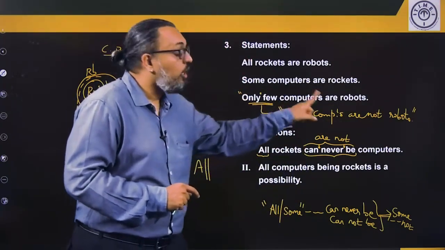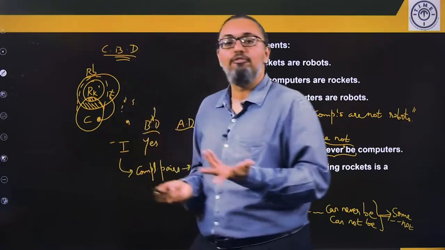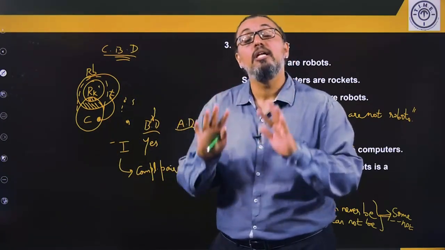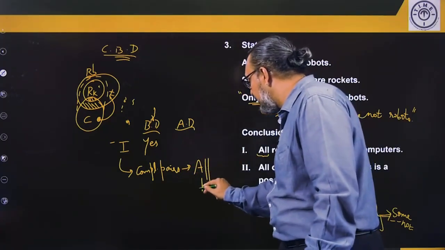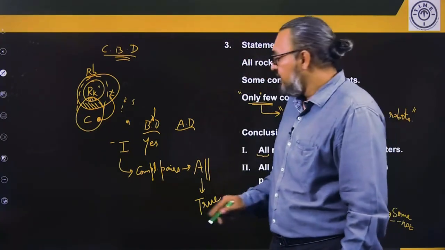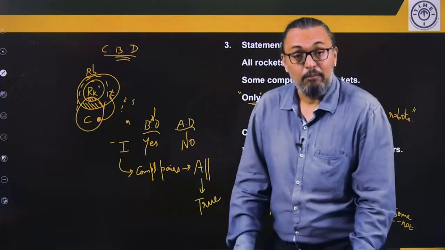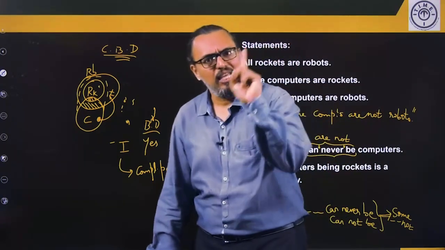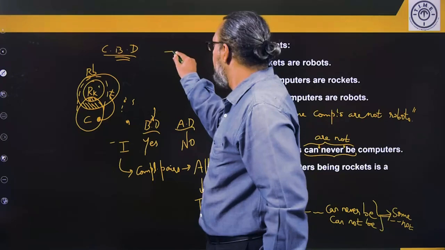And only a few computers are robots. Yes, still my shaded portion is outside of the robot circle. The original relation is maintained. That means the complementary pair is true. It satisfies your alternate diagram. That means the given negative will fail in the diagram. Any conclusion that fails in any one representation can never be your answer. So, conclusion 1 fails.